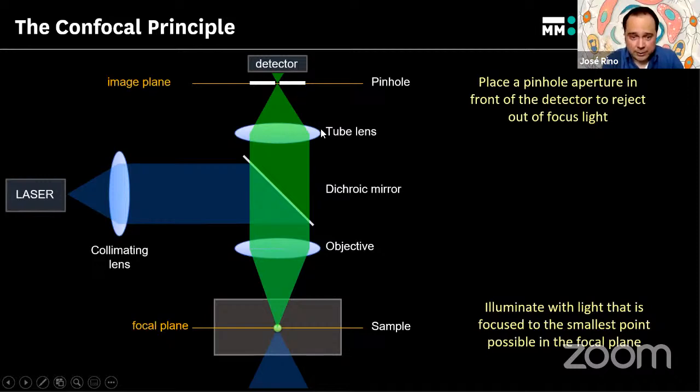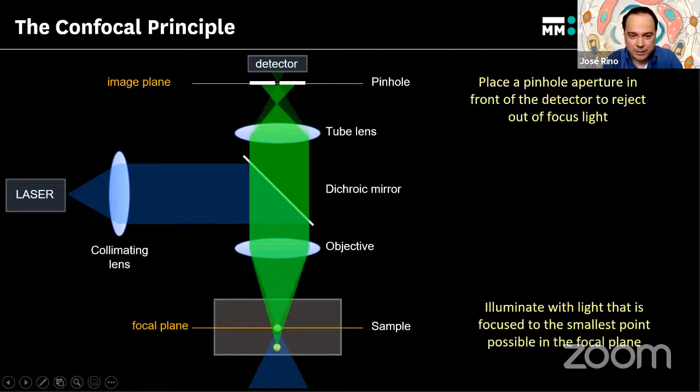How so? Well, if we have a fluorophore placed above the focal plane of the objective, we saw that before, it will not be focused at the image plane, but a little bit above. But now there's a pinhole here that physically rejects most of the light coming from this imaging plane. So it will basically be obstructed by the pinhole. Only a tiny fraction goes through. So we are rejecting most of the light coming from planes above the focal plane.